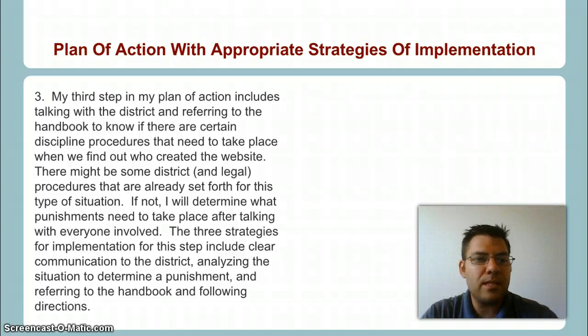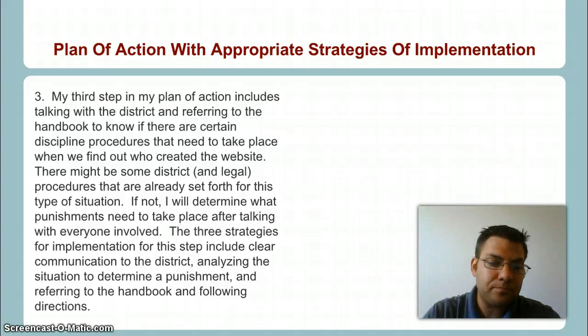The third step in my plan of action includes talking with the district and referring to the handbook to know if there are certain discipline procedures that need to take place when we find out who created the website. There might be some district and legal procedures that are already set forth for this type of situation. But if not, I will determine what punishments need to take place after talking with everyone involved.